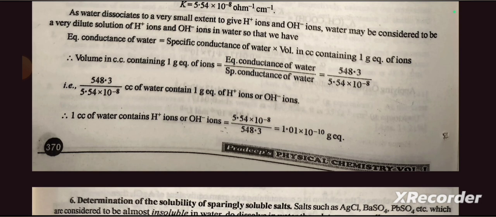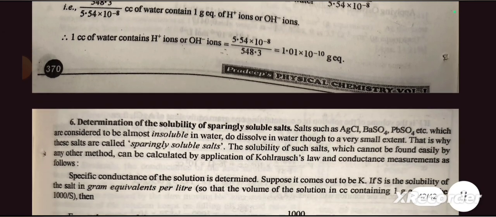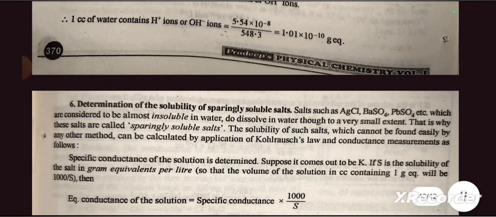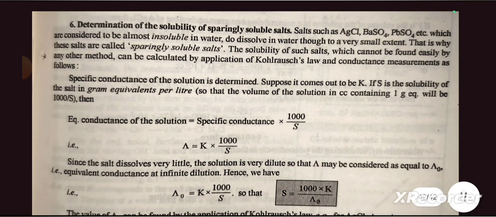equivalent conductance of water is equal to specific conductance of water into volume in cc containing 1 gram equivalent of ions. Volume in cc containing 1 gram equivalent of ions is equal to equivalent conductance of water divided by specific conductance of water, that is 548.3 divided by 5.54 into 10 power minus 8. That is, 1 cc of water containing H positive ions or OH negative ions is equal to 5.54 into 10 power minus 8 divided by 548.3, which is equal to 1.01 into 10 power minus 10 gram equivalent.